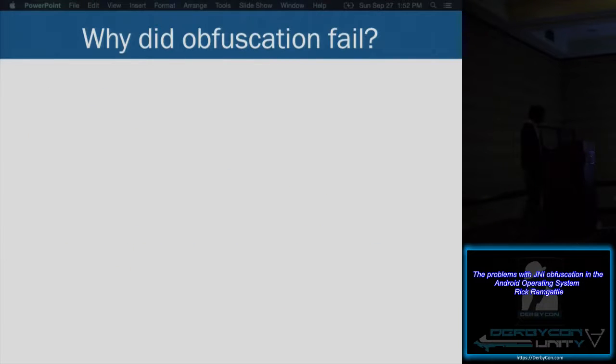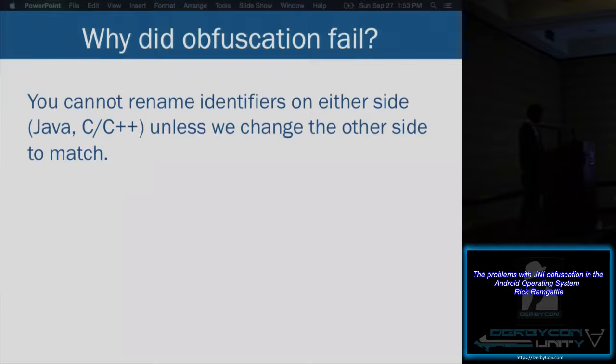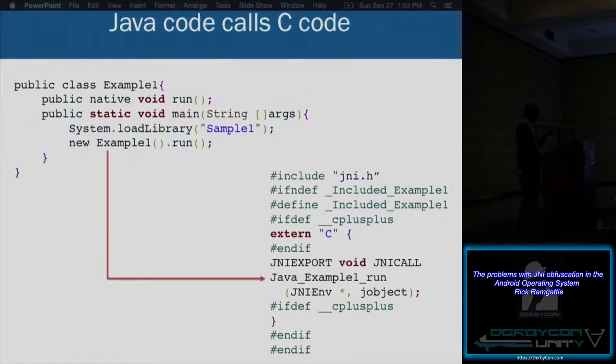So the question is, why did obfuscation fail? Why didn't we tell Proguard to obfuscate all of the information? The reason is that you cannot rename identifiers on either side, so you can't rename something in Java or C or C++ without changing it on the other side to match. To make that clearer, here's some actual source code. In the Java code, you can see example1.run, which is the method of the example1 class being called. And in the C implementation of it, you can see that it's called Java_example1_run. The naming convention is what allows Java to find the corresponding method.